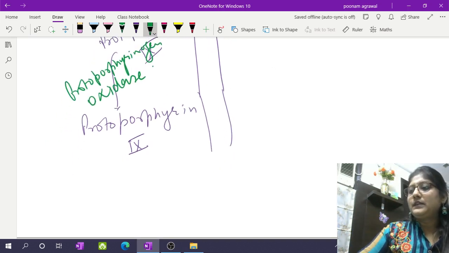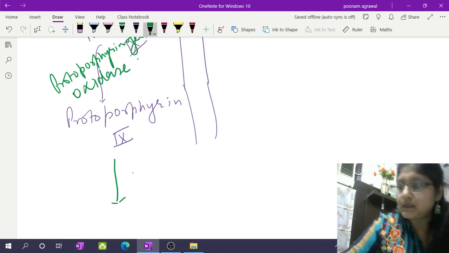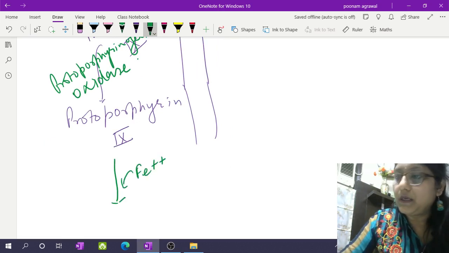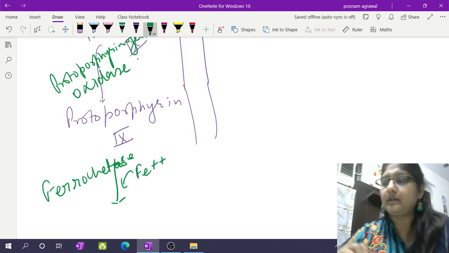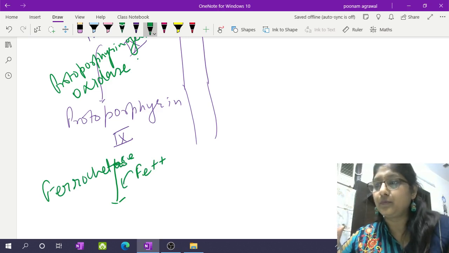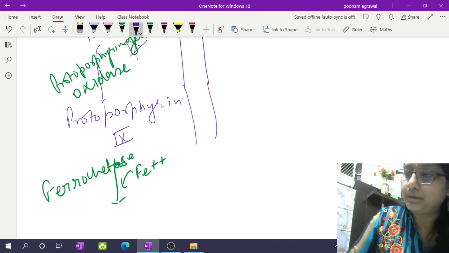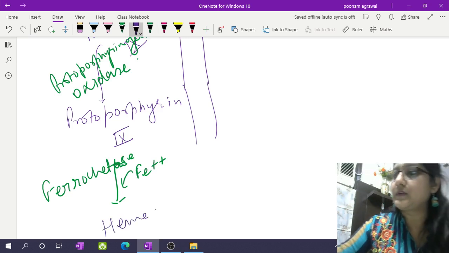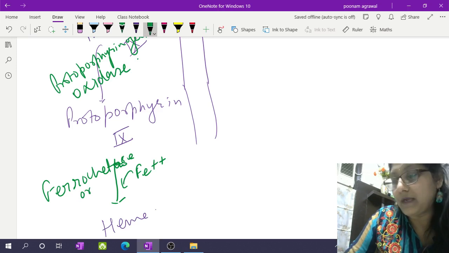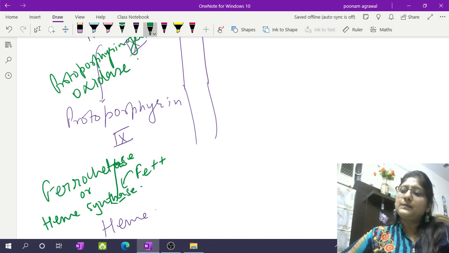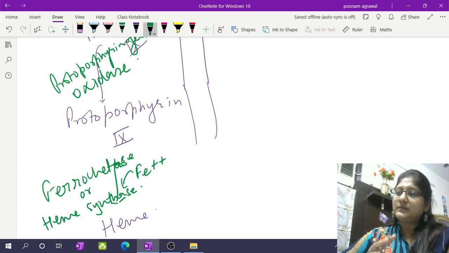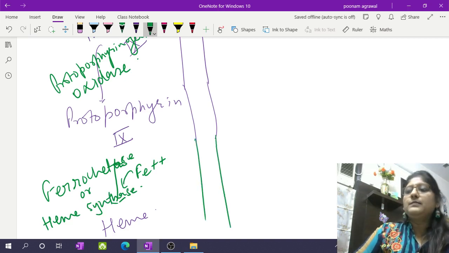Now what happens in the next step of heme synthesis? The iron is incorporated in presence of ferrochelatase enzyme, because it's chelating the iron, the ferrous, in the center of the protoporphyrin 9 ring so as to make heme. And you can always call this ferrochelatase enzyme a heme synthase enzyme. It's also called heme synthase. At times they write heme synthetase, though that's a misnomer. So heme synthase is responsible for making of heme. This is how the heme is produced.